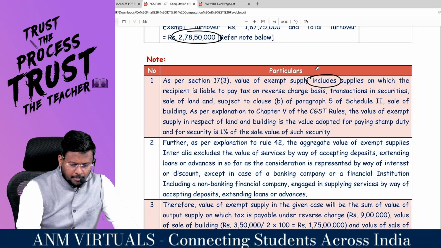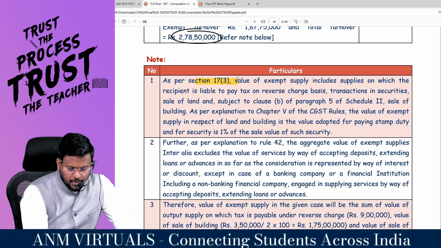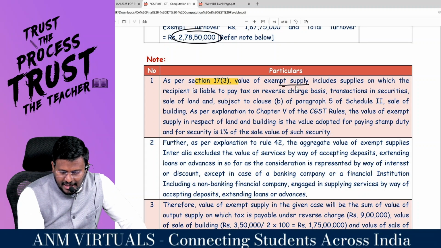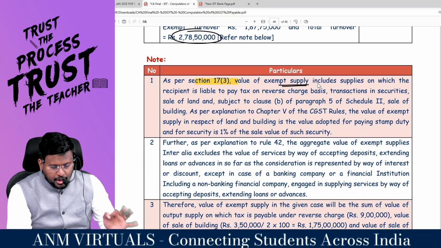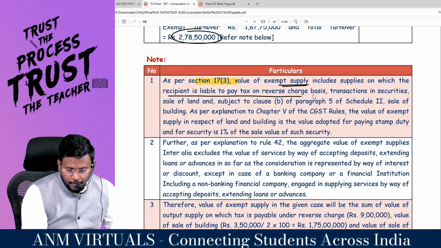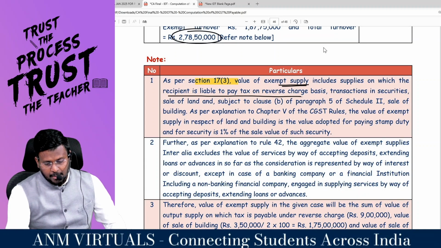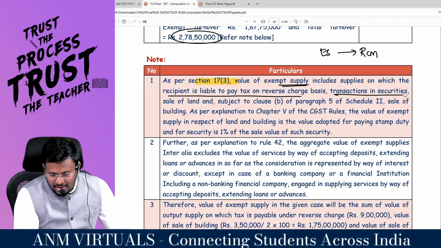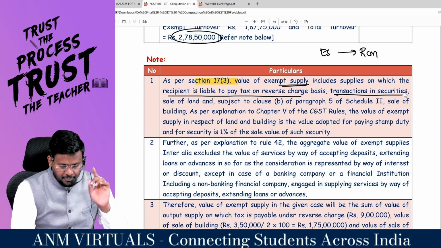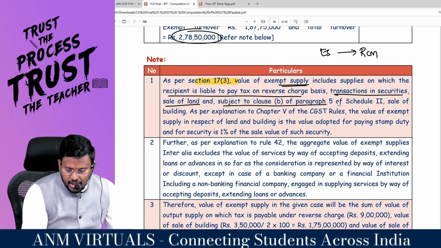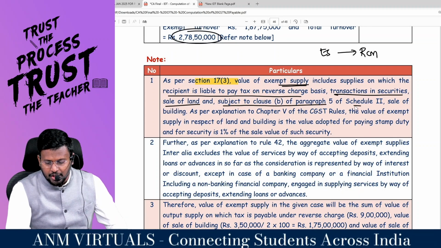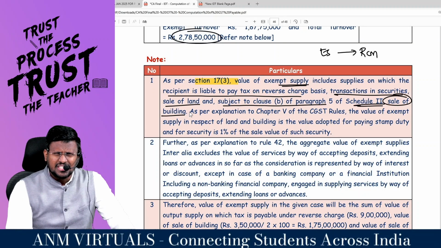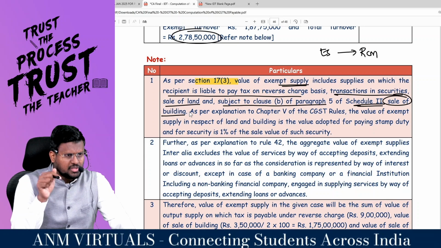This is very important. As per section 17, subsection 3, only this has been tested in this question. Value of exempt supply includes supply on which the recipient is liable to pay tax on reverse charge basis. That means exempt supply includes RCM supply plus transactions in securities, sale of land and, subject to clause B of para 5 of Schedule 2, sale of building. Even the negative list items will also be included in the exempt supply.